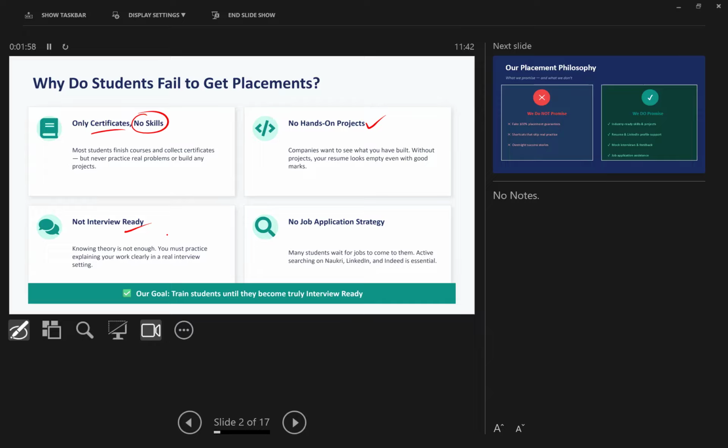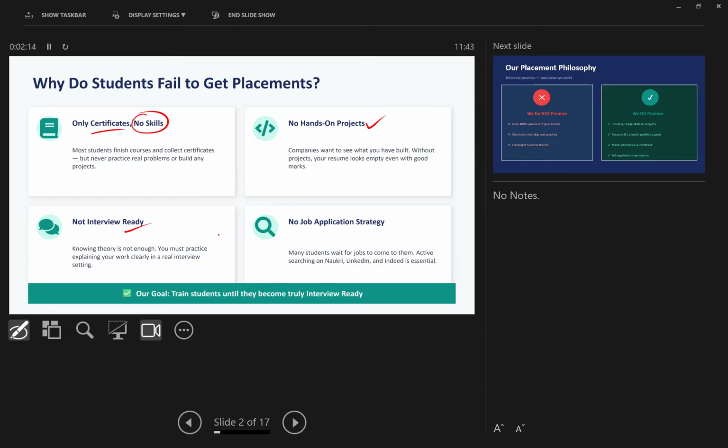So we are going to conduct a lot of mock interviews for you. We will also tell you how to answer technical questions, HR-related questions, and managerial rounds in the interviews. We'll also give you self-introduction templates and resume building classes. All these things will help you.